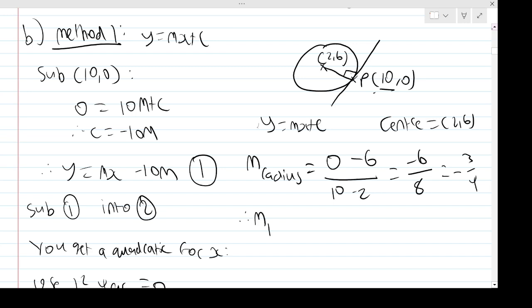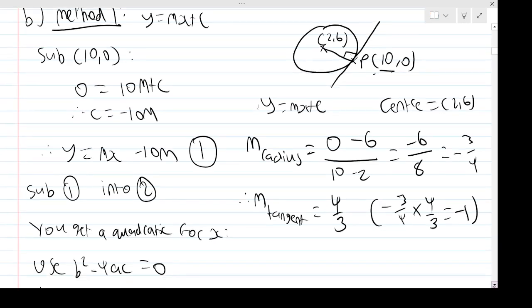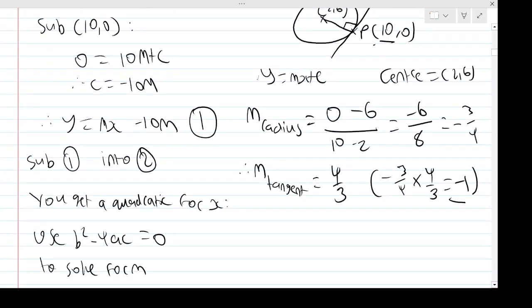Therefore, the gradient of the tangent, I'm going to call it m tangent, well, that's the negative reciprocal because they're perpendicular. So negative of negative 3 is going to be positive, and then if we flip the fraction, the reciprocal will be 4/3. Okay, so that's my gradient. And once again, we can check this is right, as minus 3/4 times 4/3 indeed gets me minus 1. Remember, the two perpendicular gradients must multiply to get minus 1 every time. So we know that's right.